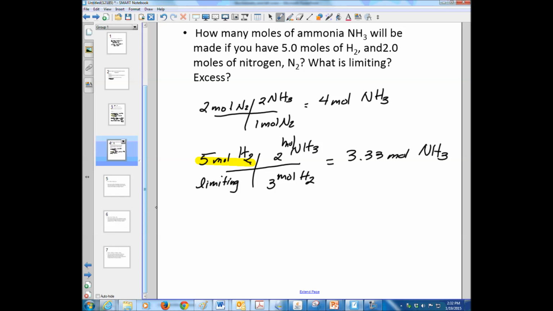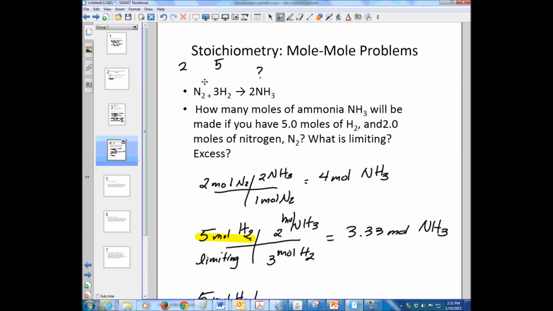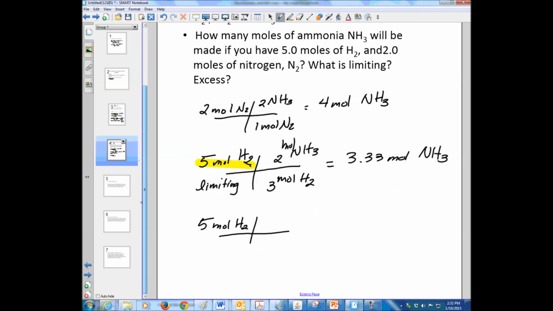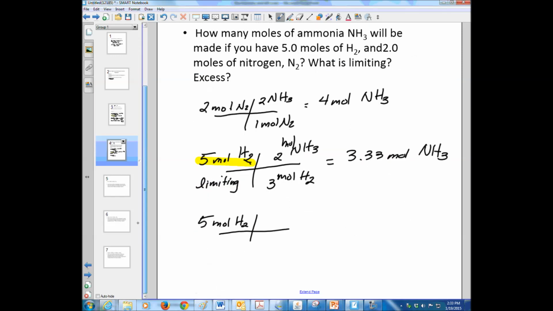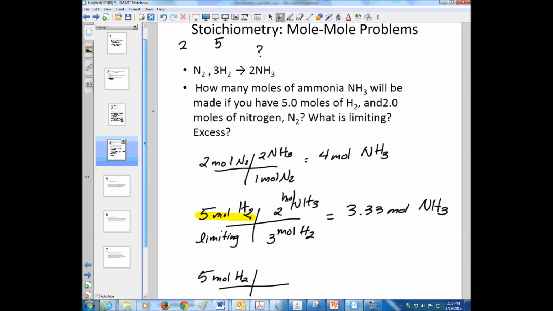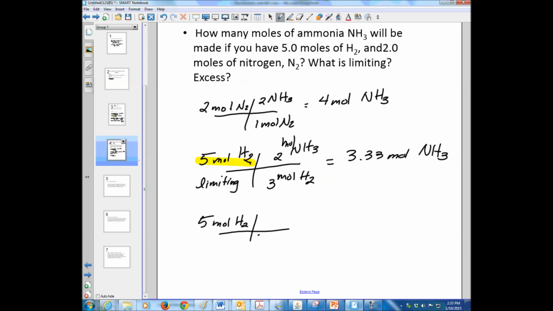Okay, so we'll figure out excess now. 5 moles of hydrogen, and we want to know how many moles of nitrogen we're going to use. Our ratio is 3 to 1, 3 moles hydrogen to 1 mole nitrogen.